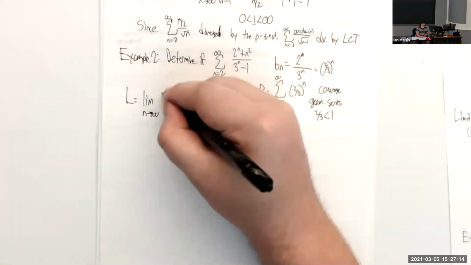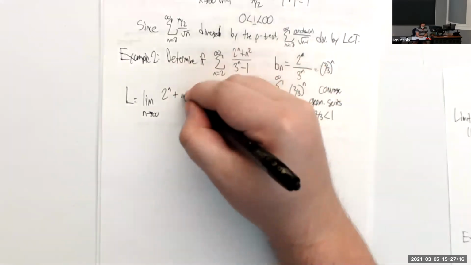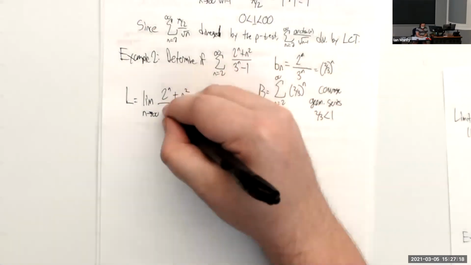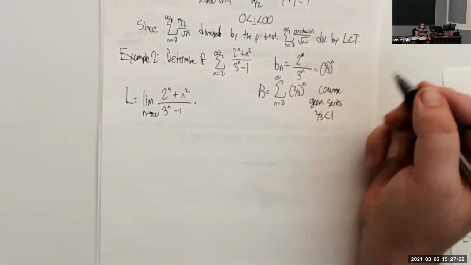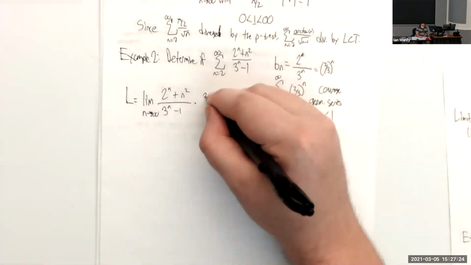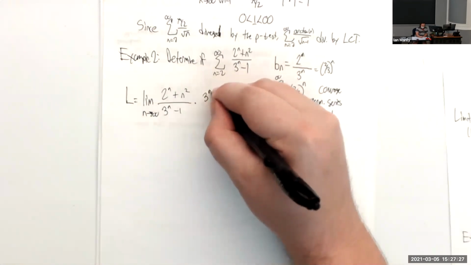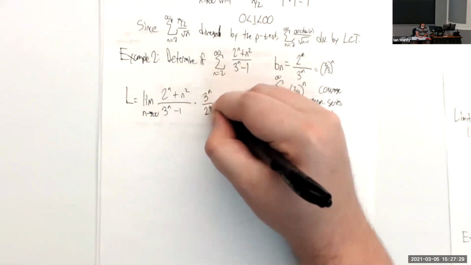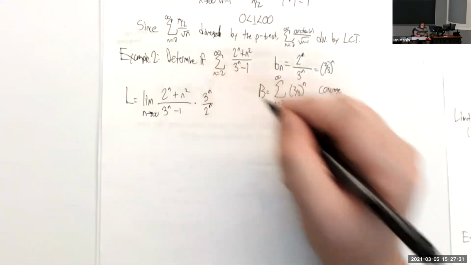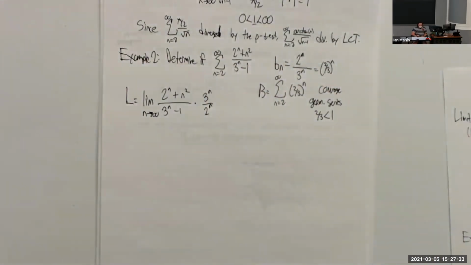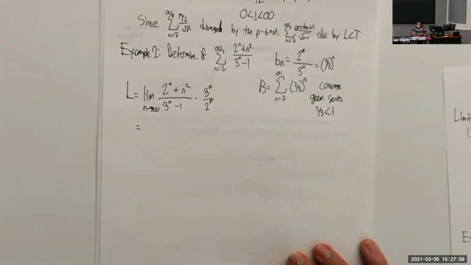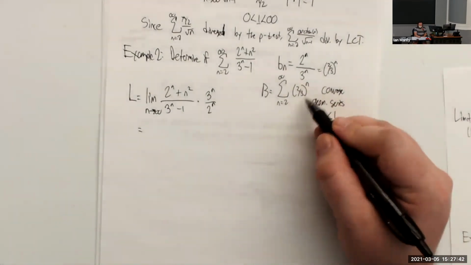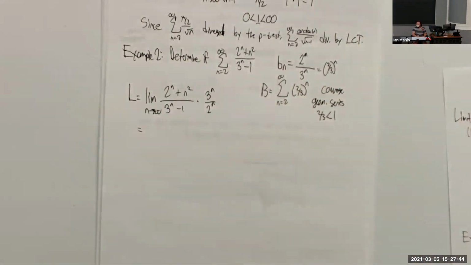All right, so we have our original. And then we multiply by the reciprocal of B sub n. All right. So let's see here. So you can't use a p-test? Yeah, this isn't 1 over n to a power. So we can't use the p-test on this one.